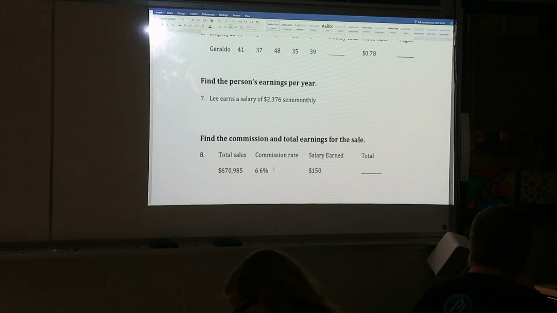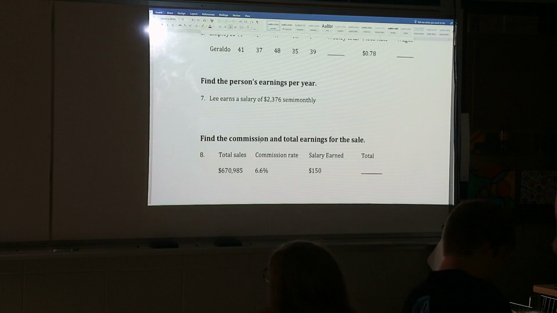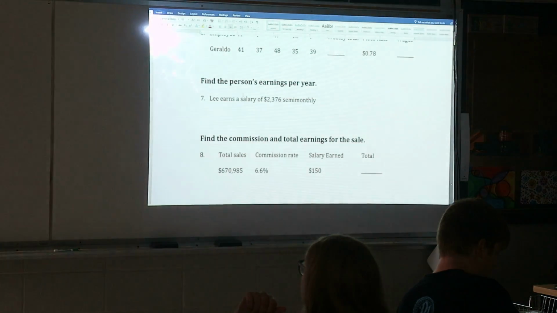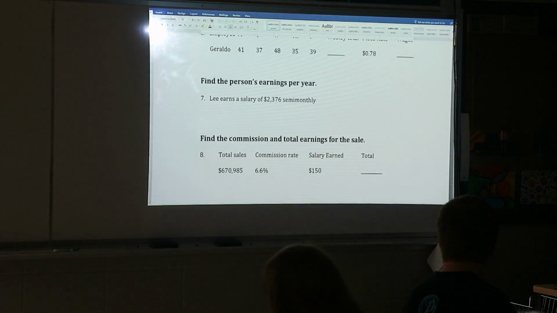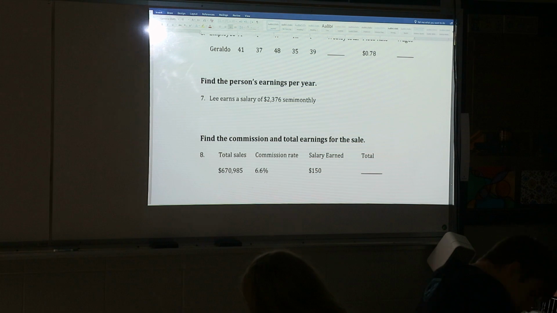You're earning so much salary semi-monthly, and I want to find a person's earnings per year. To do this problem correctly, we need to have that chart that we used. Let me bring it up here. It's this chart here, the pay chart. This chart will be on the board on test day.